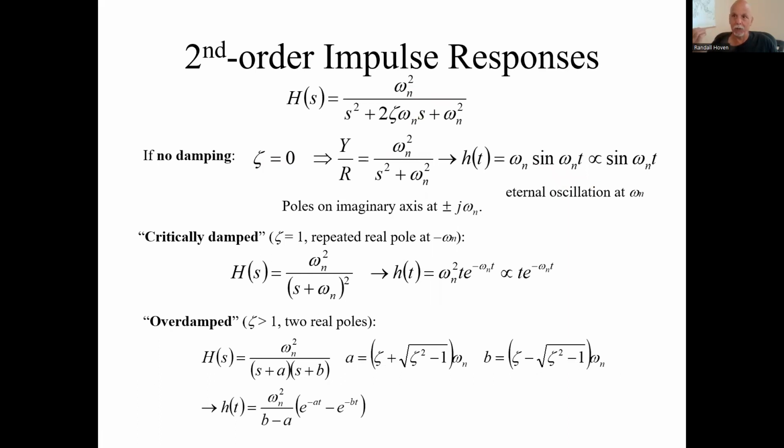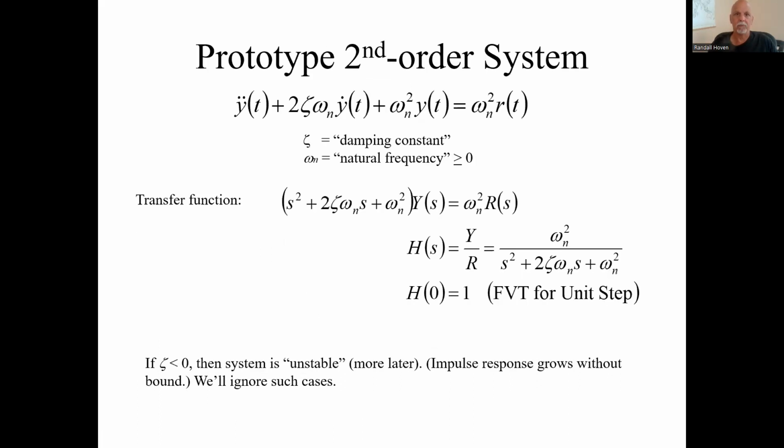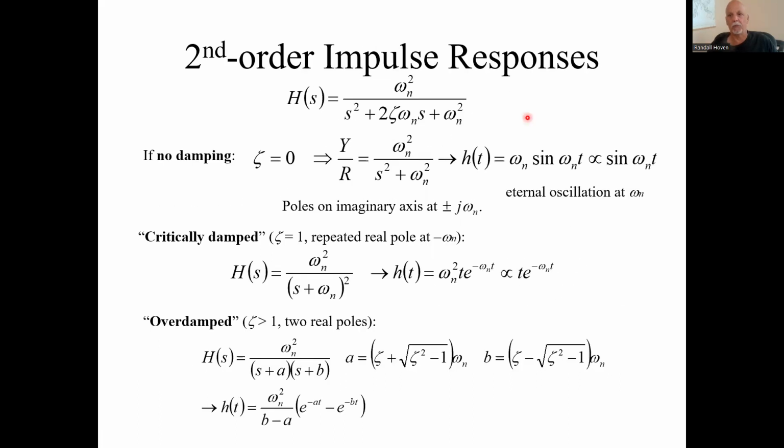That's why we call it the natural frequency. You get eternal oscillation if the damping constant is 0. And think of the mass spring damper system. There's no damper in there. The spring just bounces forever. And note that the poles of the system are right on the imaginary axis. Eternal oscillation, they're purely imaginary poles.